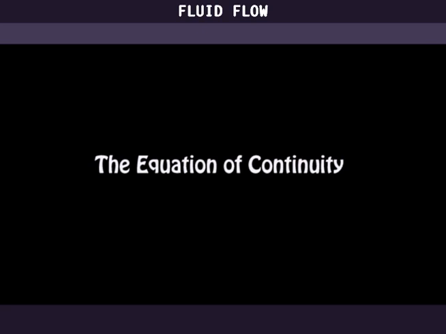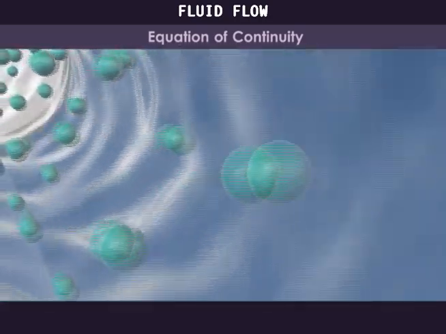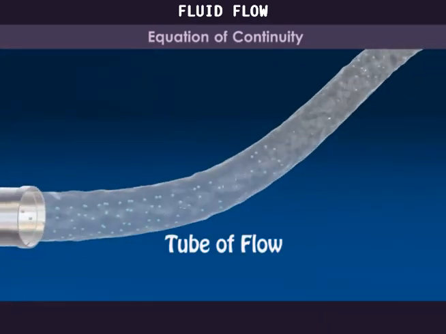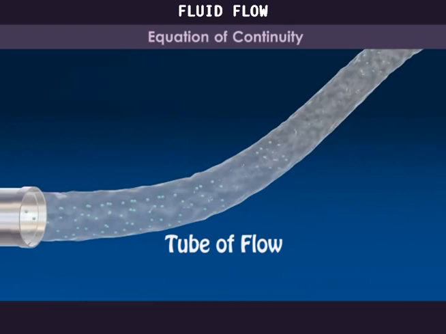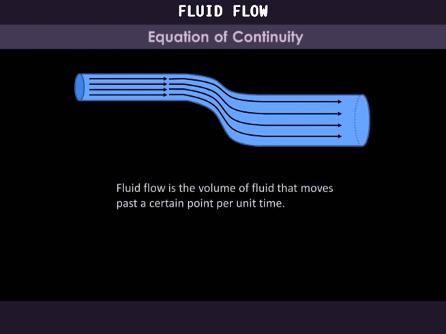Next, the equation of continuity. Now, we can define the boundaries of a set of streamlines in a fluid flow. If the boundaries encompass a tubular region, then the resulting section is called a tube of flow. We shall use this tube of flow to determine the equation of continuity for a liquid that is incompressible, non-viscous, and flowing steadily. Fluid flow or flow rate is defined as the volume of fluid that moves past a certain point per unit time. Some books might call it volume flux.